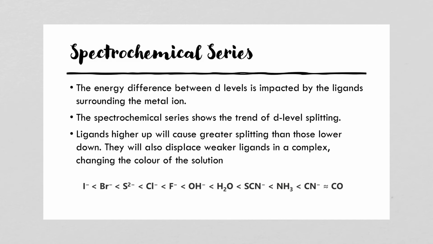So they also will displace weaker ligands in a complex, changing the color of the solution, which then explains that first example we talked about where the hydrated copper 2 plus ion was a nice lighter blue, but if you replace some of the water ligands with ammonia, it switched to a darker blue because these were able to bump out some of the water ligands and replace them. So you ended up with a darker blue solution.